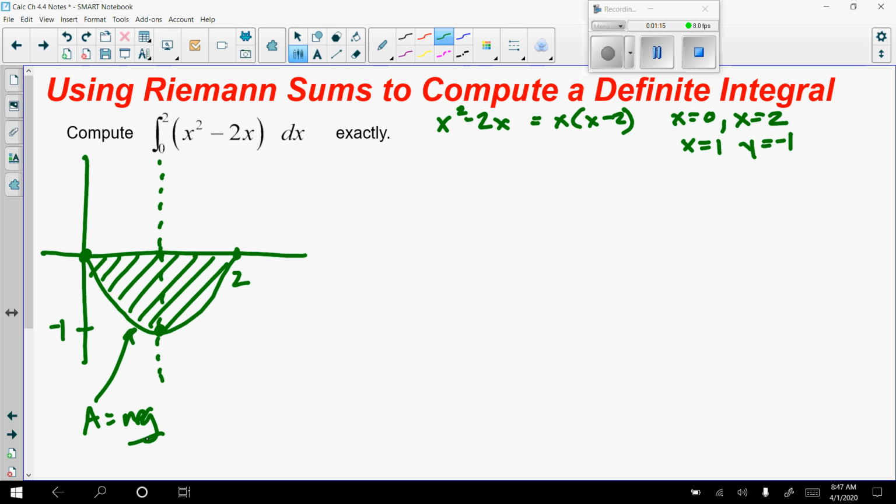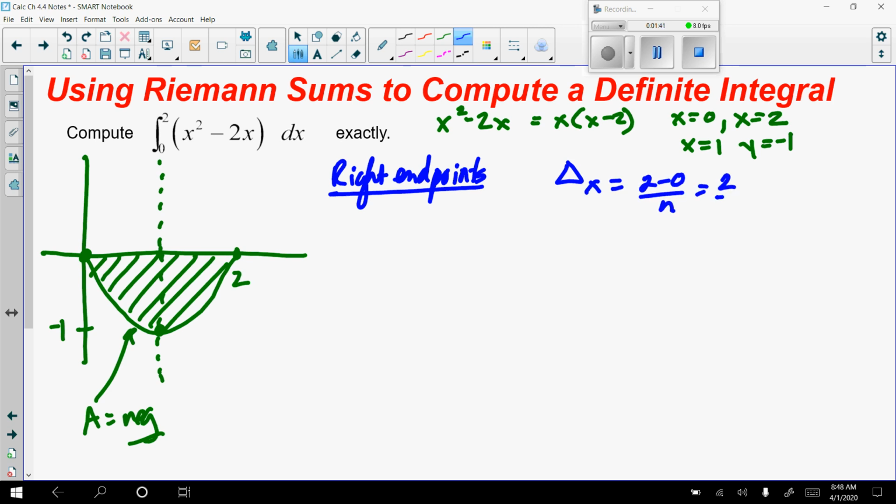Okay, so this time I'm going to use the right endpoints. Right endpoints happen to be my favorite or my go-to method. I just think it's the easiest way to do them. So my delta x is going to be 2 minus 0 over n, or 2 over n. That means my jumps are 2i over n.